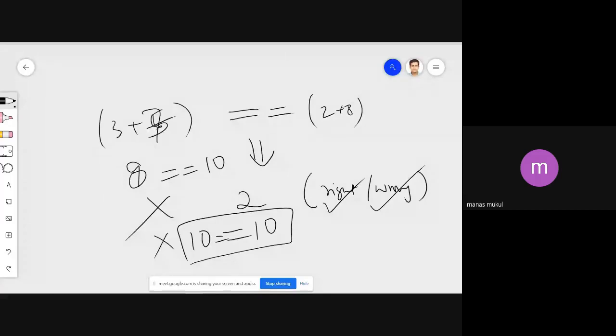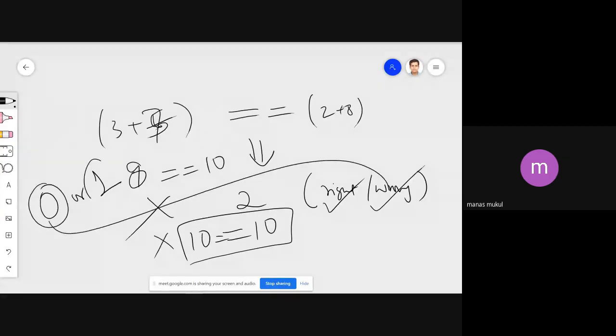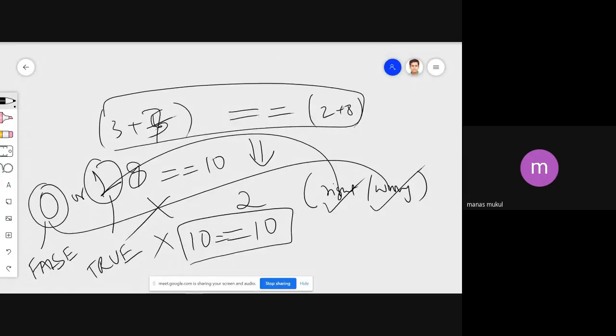So the very important point which I'm trying to discuss here is that all relational expressions produce a result of either 0 or 1. The 0 represents wrong and 1 represents right. 0 represents false and 1 represents true. Okay, that means, is this expression true or is this expression false? That is the meaning of false and true.